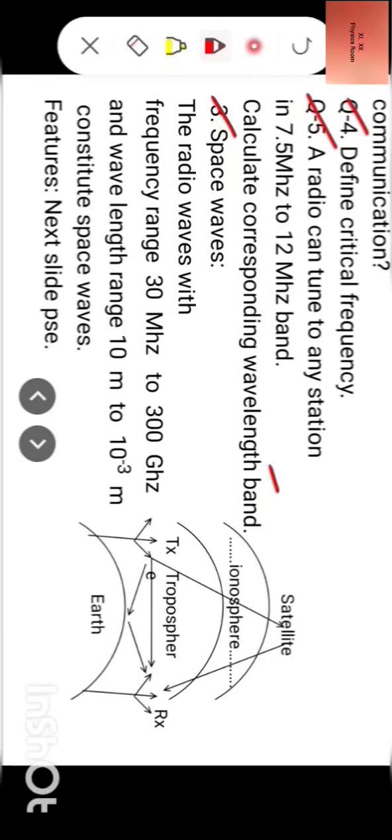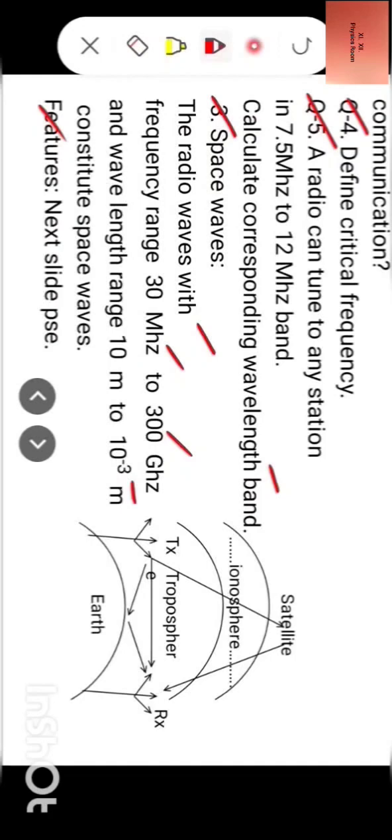3. Space waves. Now we try to understand space waves. The radio waves with frequency 30 MHz to 300 GHz and wavelength range 10 meter to 10^-3 meter constitute space waves. I repeat, the radio waves with frequency range 30 MHz to 300 GHz and wavelength range 10 meter to 10^-3 meter constitute space waves. And now features of space waves.